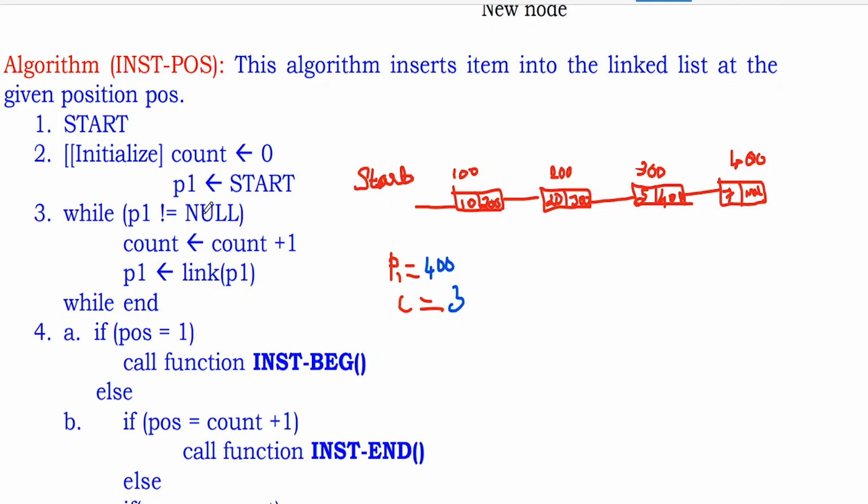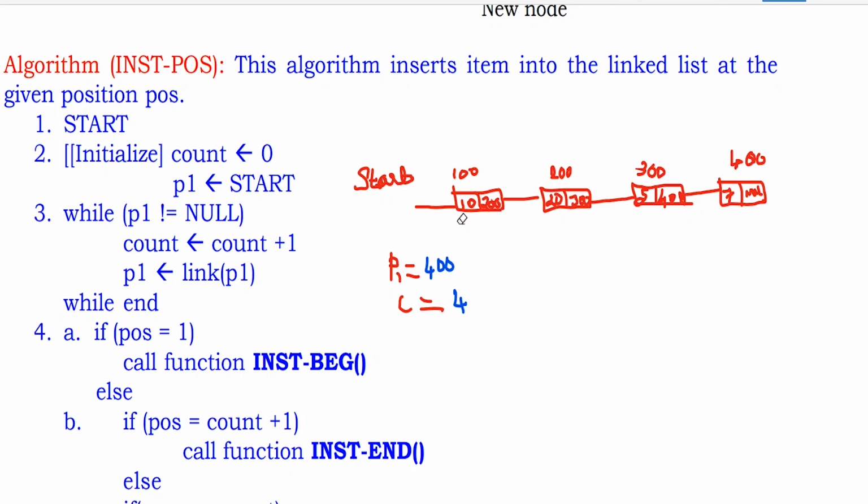So 400 is not equal to null. Count equals count plus 1. Count was previously 3, so now it becomes how much? 4. Good. Now what happens? P1 is equal to link of P1. So link of 400 is null.